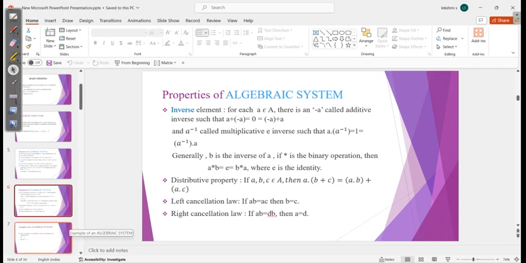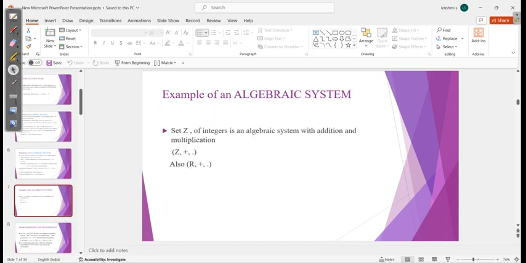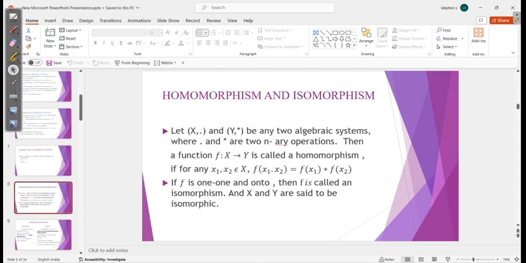And what is an example of algebraic system? The set of integers under addition and multiplication. Multiplication also, it is an algebraic system. Then the set of real numbers under addition and multiplication. So next one is homomorphism and isomorphism.